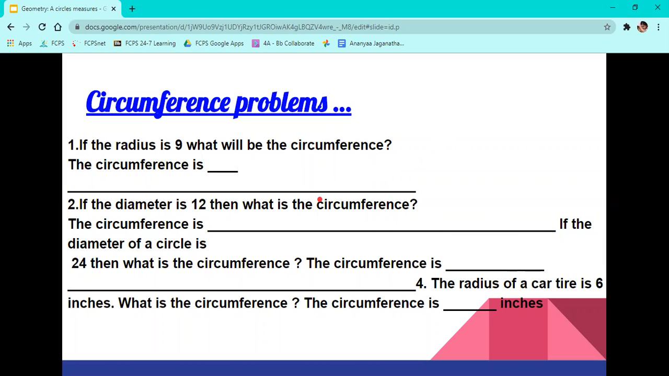So I'm now going to give you the answers. Number 1's answer is 56.52. If you got that, then you're good. Good job on the first problem. Number 2's answer is 37.68. Good job if you solved that. Number 3's answer is 75.36. Number 4's answer is 37.68. If you got these correct, give yourself a pat on the back and be very happy. You solved some problems that 5th graders would do.